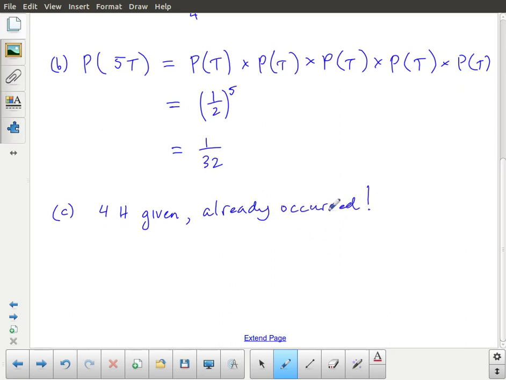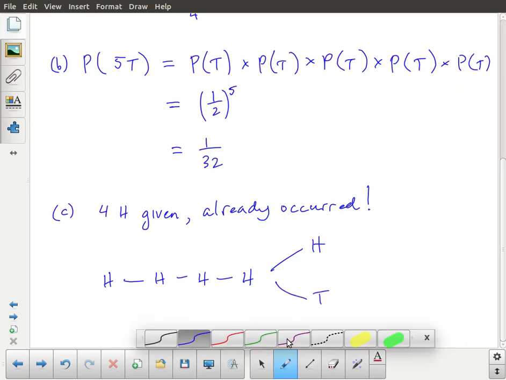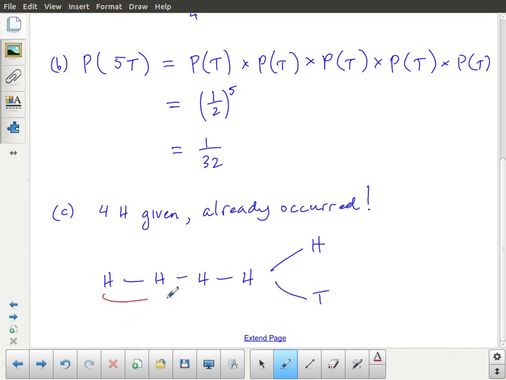Okay, so when it says there are 4 heads given, that's already occurred. So what that means is we've already got heads, heads, heads, heads. And now the question is, what will the 5th result be? And as you can see from this, these have already happened. So that's done. There's no probability associated with that because of the wording of the question.